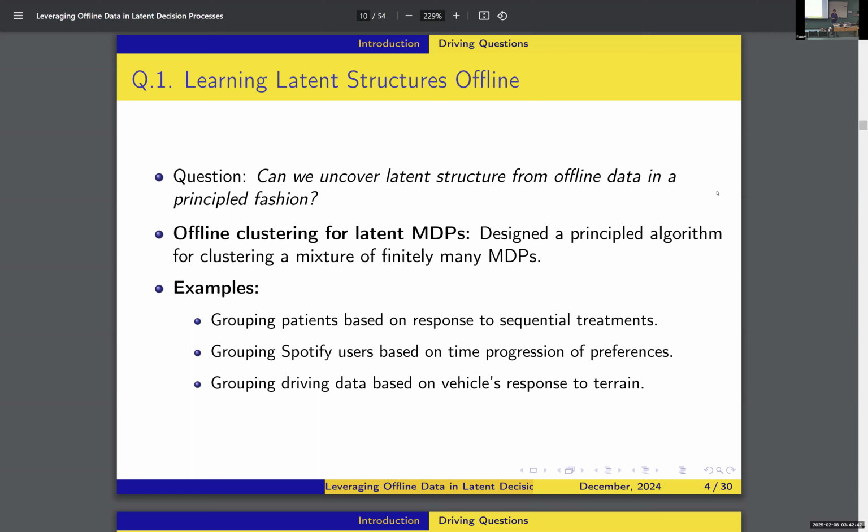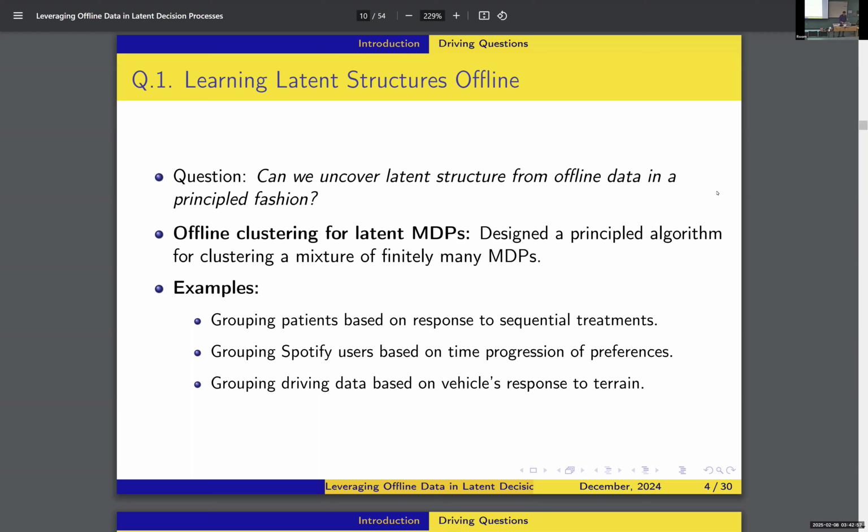And you want to cluster them based on the kinds of users, kinds of patients, kinds of terrains in the data, depending on which example you're looking at. Like driving data, you will have different kinds of terrains. So that's one question. The other question is, once you have uncovered this offline data, I said you could use it offline, you could use it downstream.